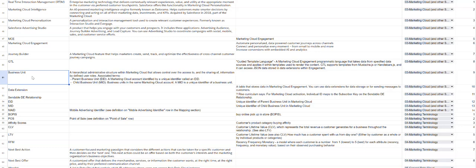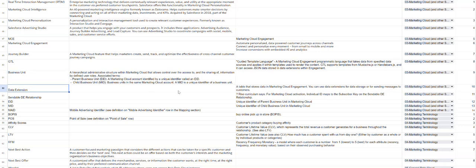Business unit. This is a hierarchical administrative structure within Marketing Cloud that allows control over the access to and the sharing of information by defined user roles. And the associated terms, which also come in a moment, are Parent Business Unit, which is EID, and Child Business Unit, which is MID.